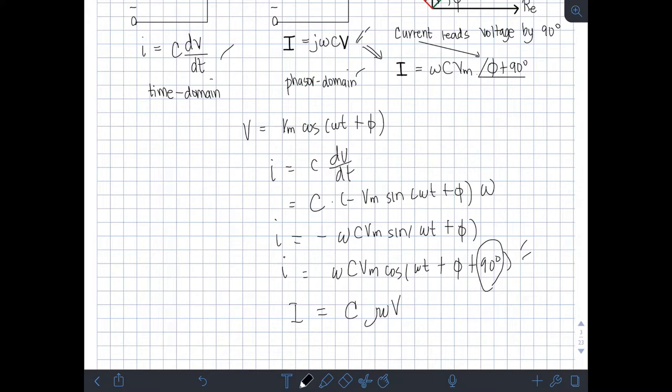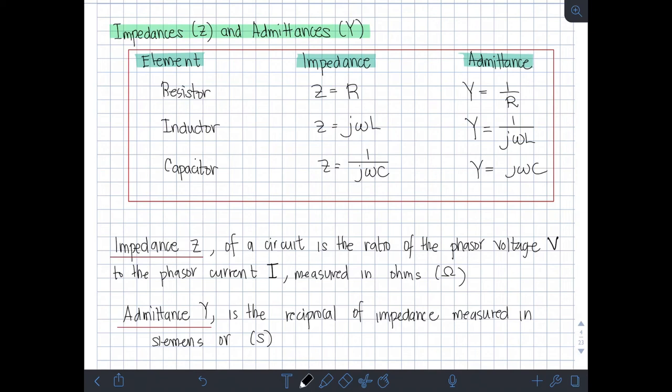Okay? So, ngayong alam na natin yung different phasor relationships for different passive elements like resistors, capacitors, and inductors, pwede na nating malaman yung impedances at admittances nila. So, ano ba yung impedance sa ka-admittance? So, sabi, yung impedance Z of a circuit is the ratio of the phasor voltage V to the phasor current I, measured in ohms. Tapos, yung admittance Y is the reciprocal of impedance, measured in Siemens or S.